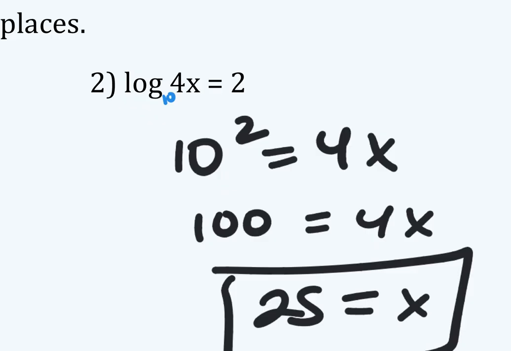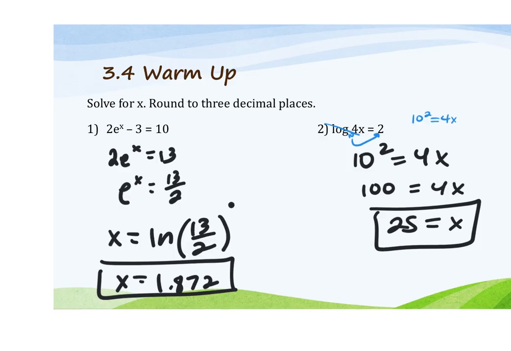Number 2, this is 1 log on one side, so we have to convert this to exponential. This log would have 10 as its base, so then 10 goes over the other side and picks up the 2, drops this off, leaving 4x. And then 10 to the second is 100, 4x equals 100, so x equals 25. Non-calculator, okay?